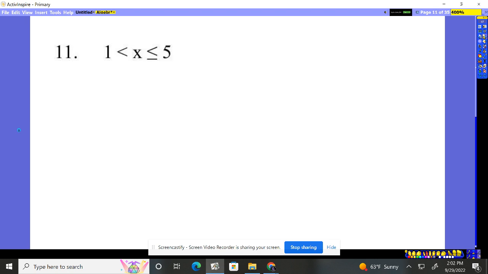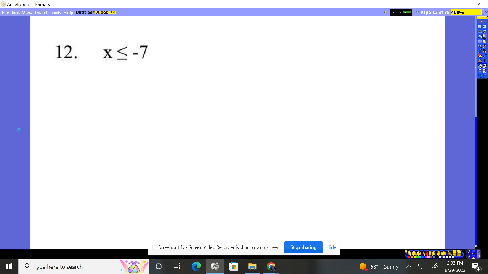They gave me inequality, said, hey, give it to me in interval. Well, it starts at 1, ends at 5. Does it include 1? That says just X is bigger than 1. It doesn't include it. Here it does include it, so I'll put a bracket.